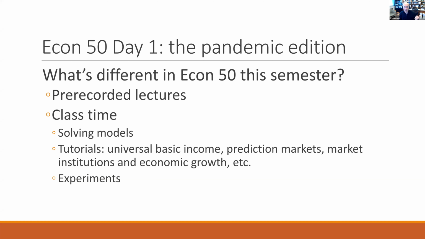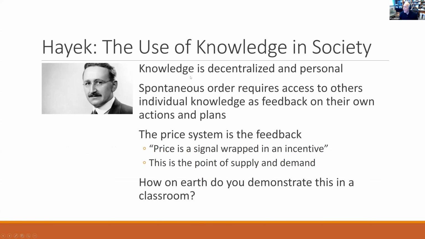One was solving models. So we would divide into small groups and work on some basic economic models. We did some tutorials. So we had discussions on things like universal basic income and prediction markets. And then what I'm going to have you do today, we did experiments, which is that we basically did experiments that mirrored what we were learning in class.